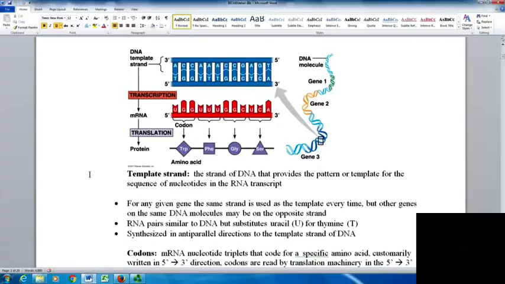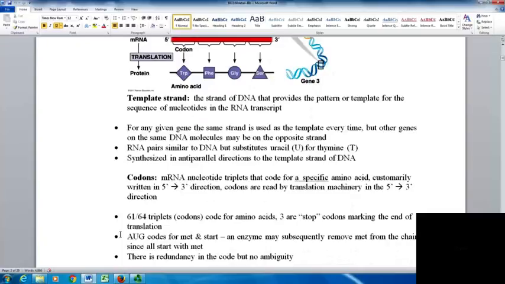When we look at any given gene, the same strand is always used as the template every time. But other genes that are on the same DNA molecule may be on the opposite strand. When we look at RNA pairing, it's going to pair similar to DNA, but it will substitute uracil for thymine. So any place where you would have thymine inserted in DNA, you would insert uracil to make the RNA. It's also going to be synthesized in anti-parallel directions to the template strand of DNA.